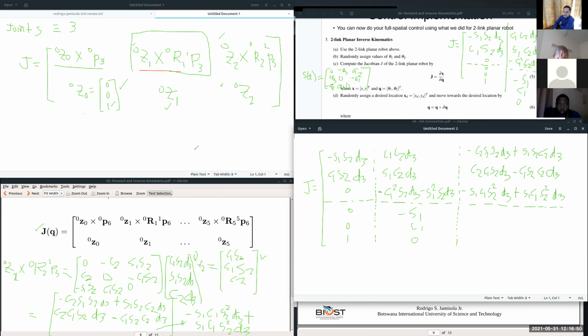Okay, then the next, what is 0Z2? This is the one: C1 S2, S1 S2, C2. Okay, that is your Jacobian. Any questions? Now, with this Jacobian, we will be ready to implement this controller. Maybe after this, we'll take 2 steps of computation so that you will know. Okay?